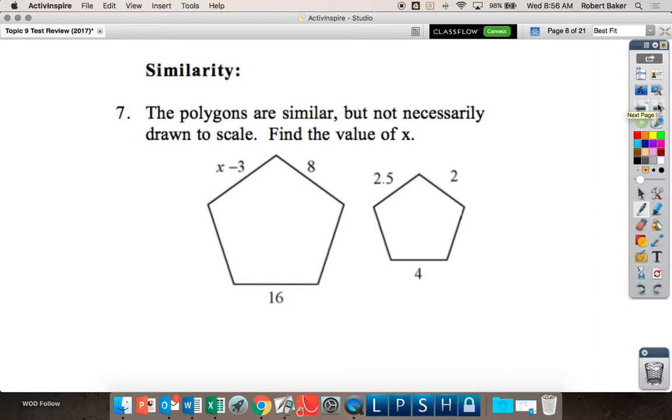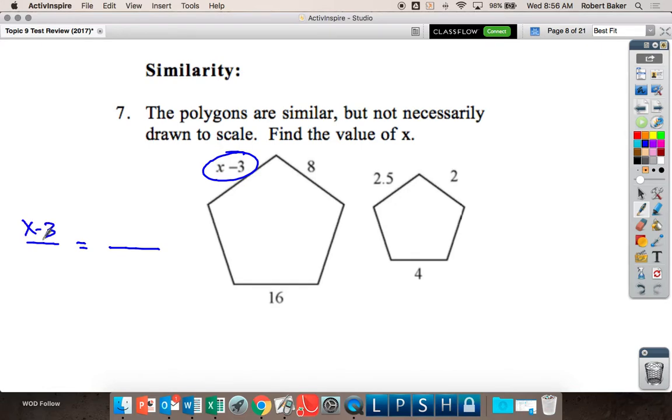Are these polygons similar? Oh, I'm sorry. The polygons are similar, but they're not drawn to scale. So I'm asking you guys to find x. Help me set up a proportion, and then I'll let you solve it when we're done. What are you trying to solve for? X. So you want that to be somewhere in your proportion.